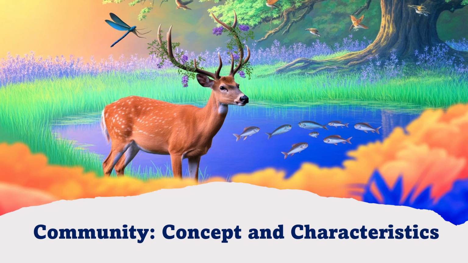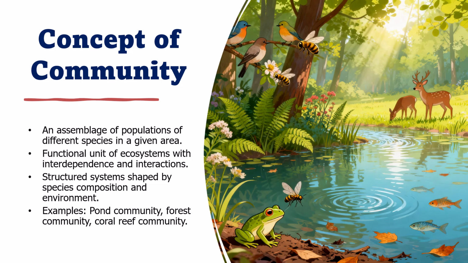This knowledge is essential for grasping ecological balance, ecosystem resilience, and the principles that guide conservation and sustainable environment management. A community in ecology refers to a group of different species, populations living in the same area and interacting with one another. It's more than just a collection of organisms. It represents a functional unit where energy flows, nutrients cycle, and interactions shape biodiversity.